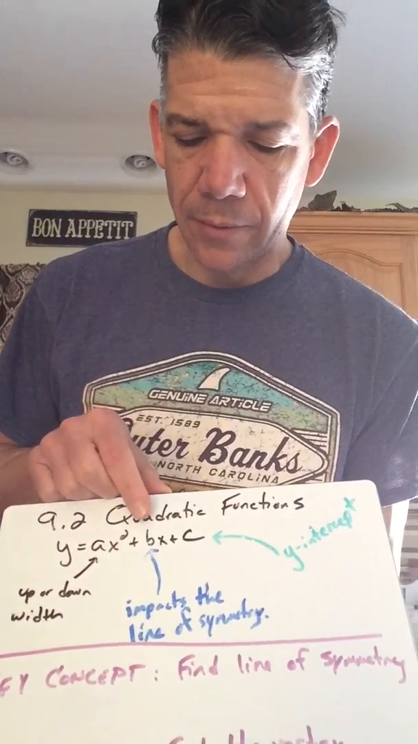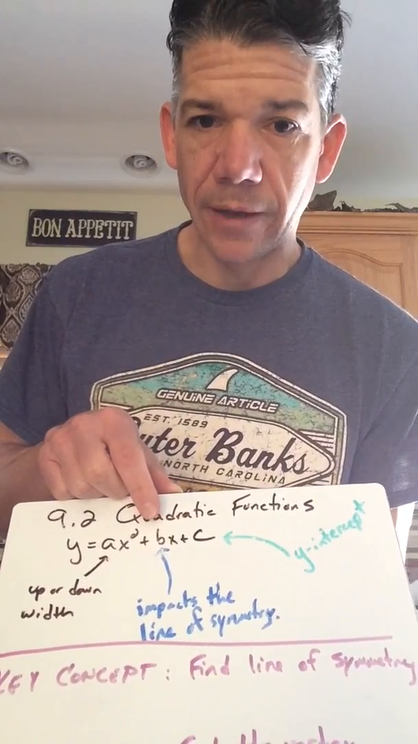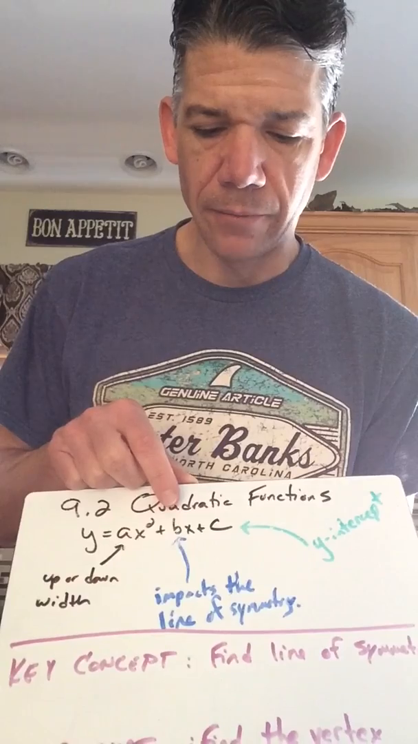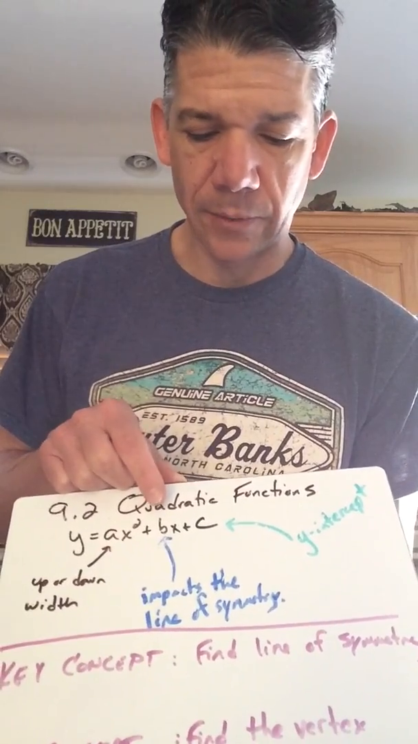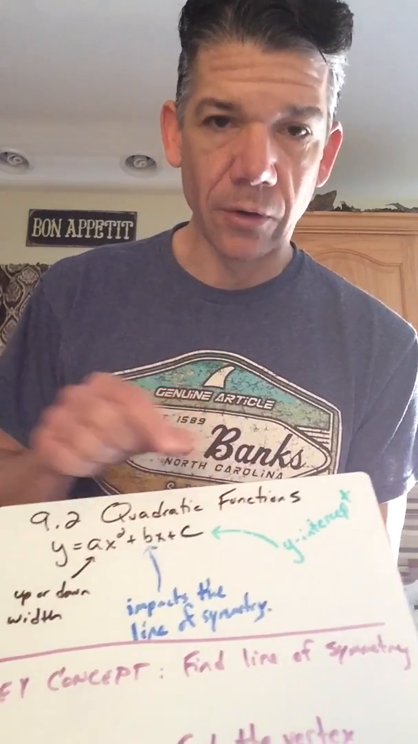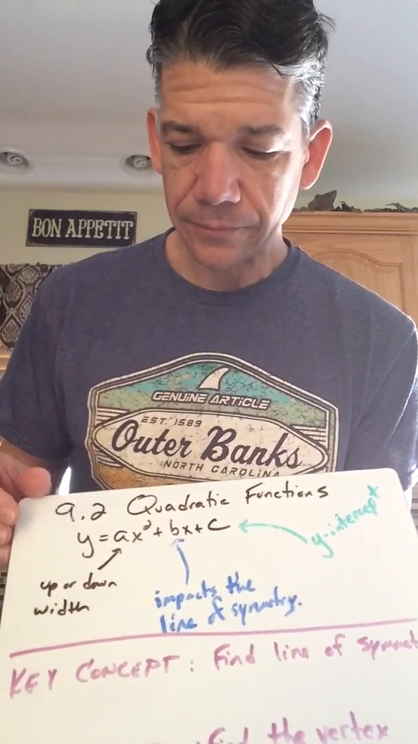And then we're going to start talking about b and c a little bit today. B, the value in front of x, will impact the line of symmetry, which is one of our key concepts today. And then c is our y-intercept.